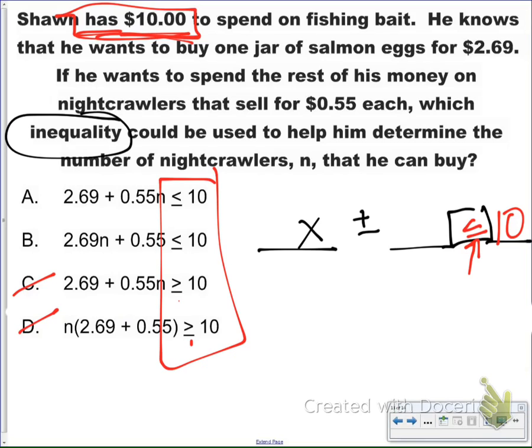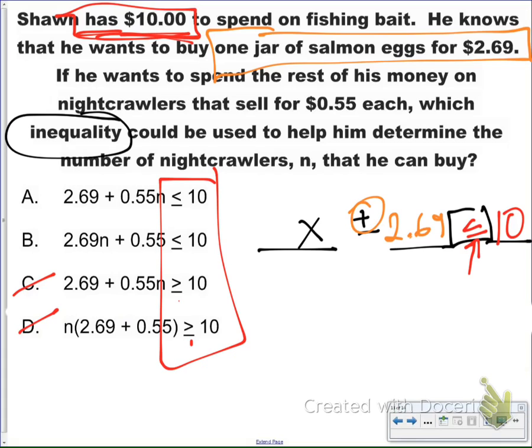So we know he wants to buy 1 jar of salmon eggs for $2.69. That tells me something really important as well. The 1 jar of salmon eggs for $2.69, he's not buying a second one. He's not buying a third one. That is a one-time cost. So because of that, that is going to be what I called my constant. I'm going to be adding $2.69, because all of it together needs to add up to that total of $10. Okay, so I know I'm going to be adding a positive $2.69.